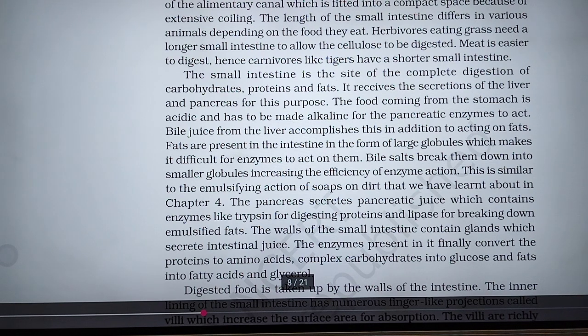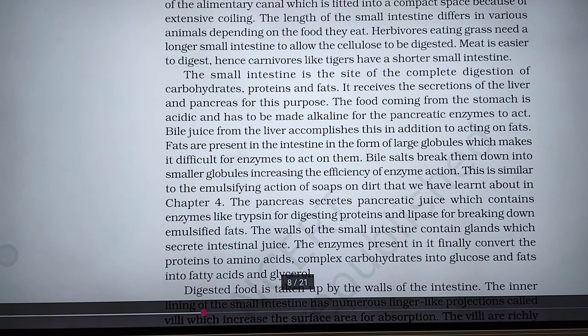Now the pancreas secretes pancreatic juice, which contains enzymes like trypsin for digesting protein and lipase for breaking down emulsified fat. It means the pancreas, which is also an organ of our body, secretes pancreatic juice.